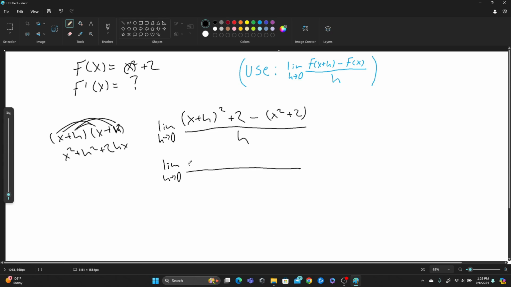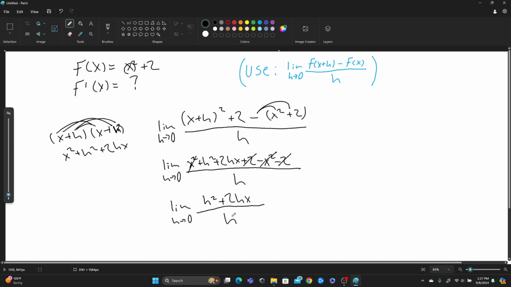Now we're going to rewrite it. We have x squared plus h squared plus 2hx plus 2. And then we're going to distribute this minus, so minus x squared minus 2, right, because we're distributing the minus. And then that's all over h. So let's find what we can cancel on the top. We have positive 2 and negative 2, so that can cancel. And then we have positive x squared and negative x squared, so that can cancel. And now what we're left with is the limit as h approaches 0 of h squared plus 2hx over h.